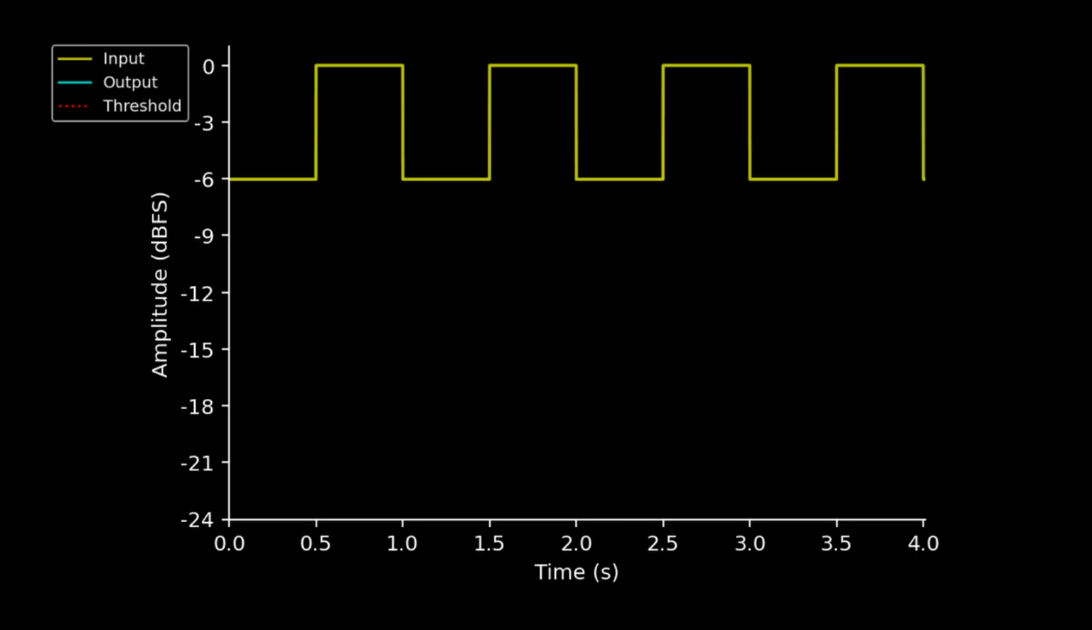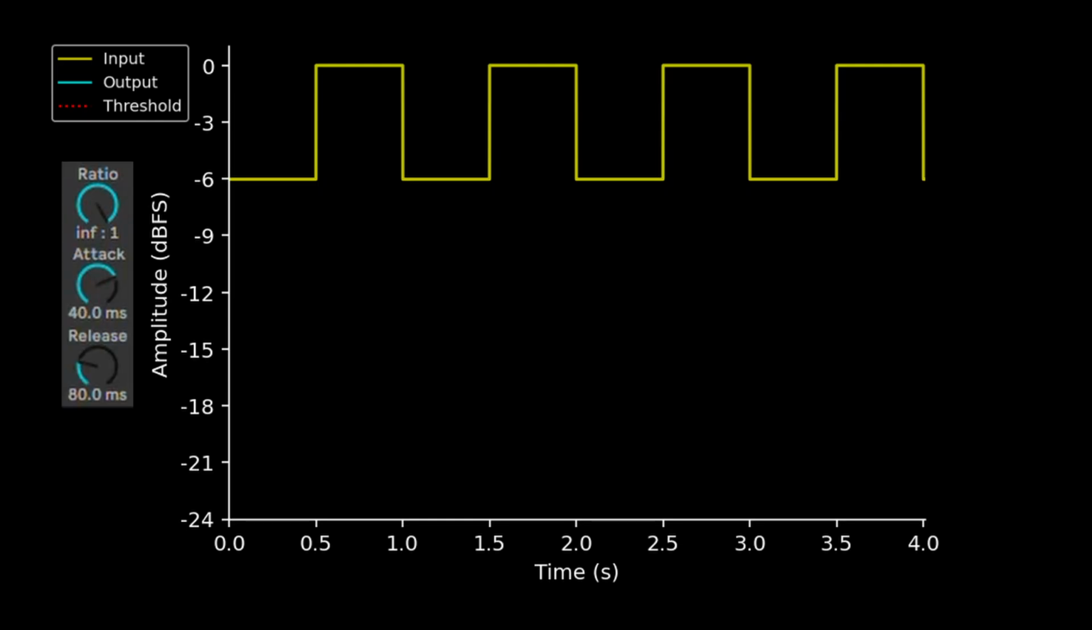Suppose we have an input signal that toggles between -6 and 0 dB. Let's set a ratio of infinity to 1, which means that parts of the signal exceeding the threshold are compressed all the way to the threshold. Let us do an attack of 40 milliseconds, a release of 80 milliseconds, and a threshold of -3 dB.